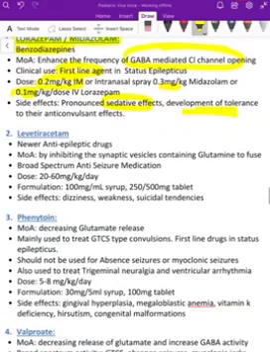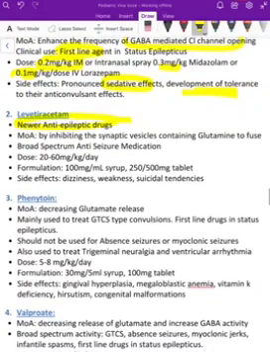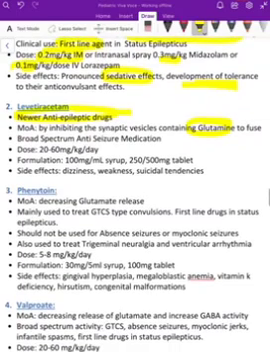Next is levetiracetam. This is one of the newer anti-epileptic drugs. It acts by inhibiting synaptic vesicles containing glutamate to fuse. So it inhibits the synaptic vesicle fusion to the membrane, correct? So in the end, glutamate is not released, which is one of the excitatory neurotransmitters. So it is a broad spectrum anti-seizure medication.